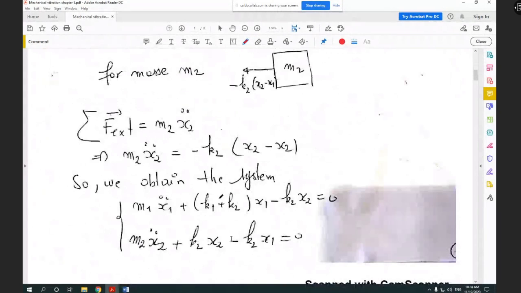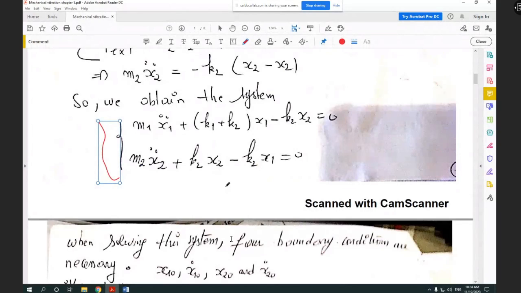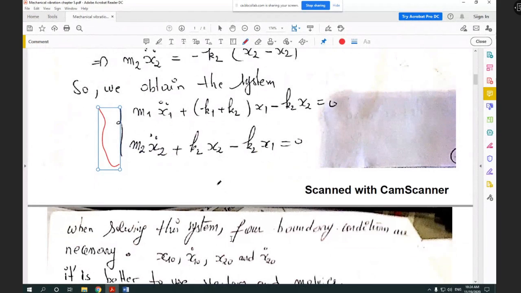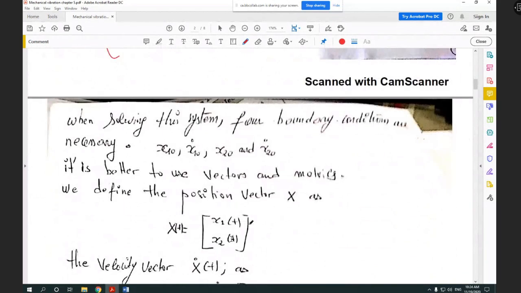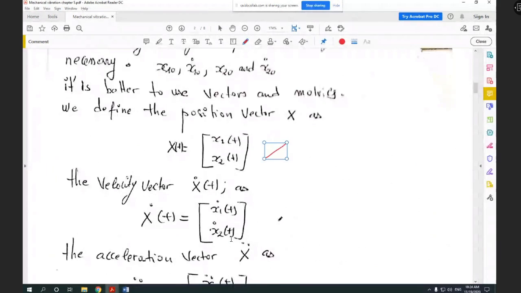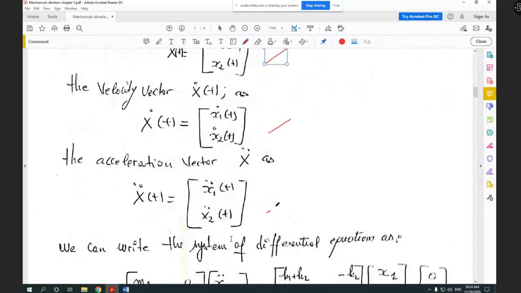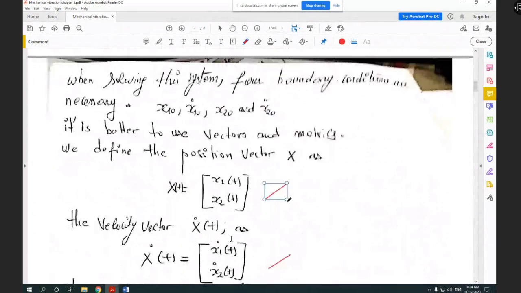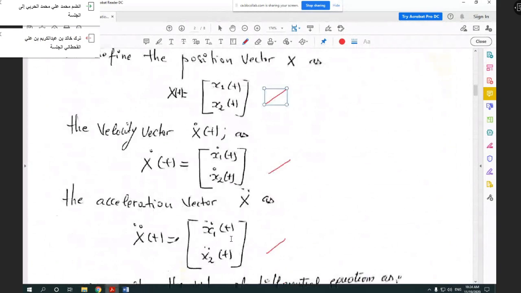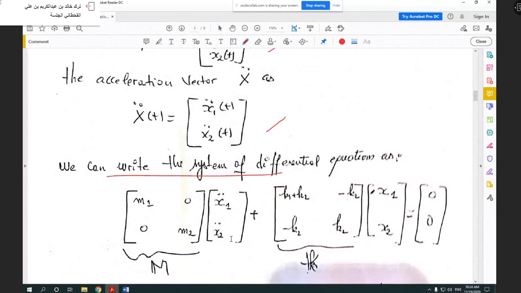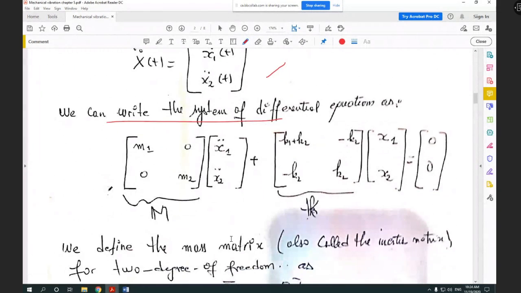We obtain a system of differential equations. In this system, we introduced again the concept of vectors. We introduced the vector of position, or vector displacement, the vector of velocity, and the vector of acceleration, and we rewrite this system using these vectors. In the same way, we introduce matrices. The first matrix that we introduced is called the matrix of mass, and the matrix of stiffness, okay?